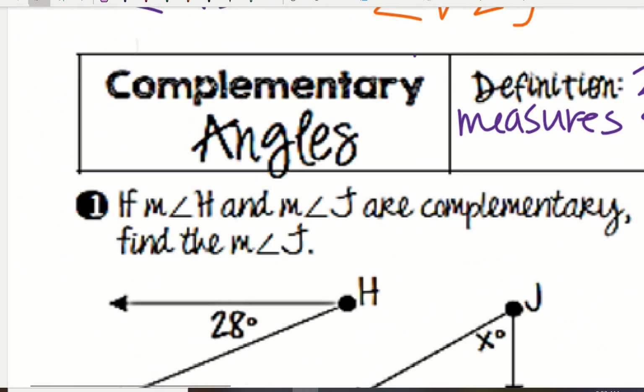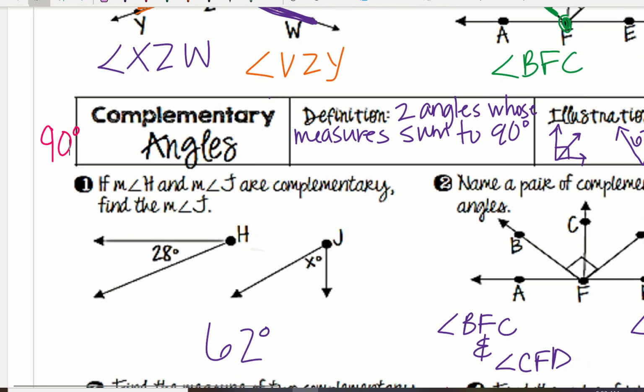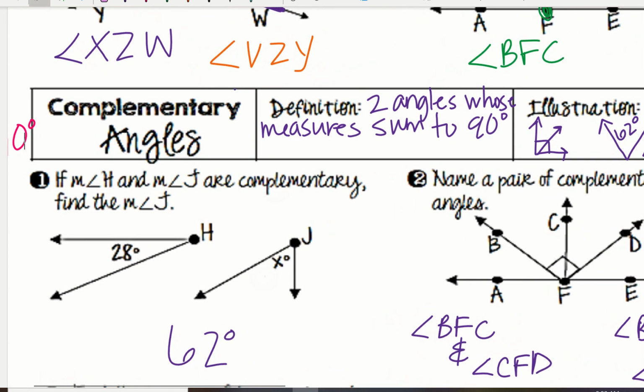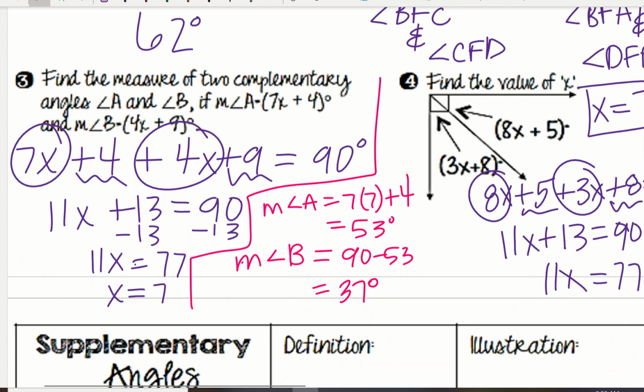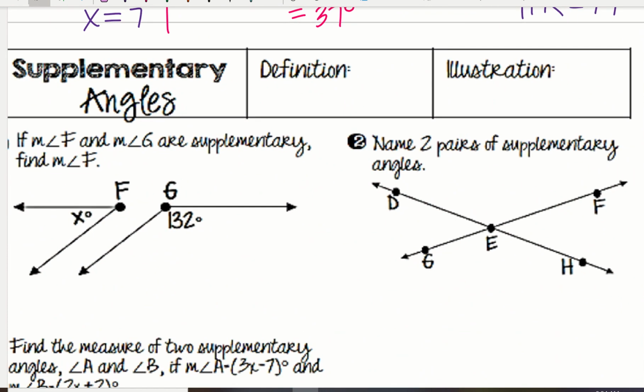Real quick, if you go ahead and turn the page, that's fine, but I just want to show you this cheesy way to help remember. Complementary, the C, if I add a line right here, now it looks like a 9, it's 90 degrees. Super cheesy, but it might help you. So you take the C, add a line to it, and it becomes a 9, and then I add a 0, because the same thing's going to work here too.